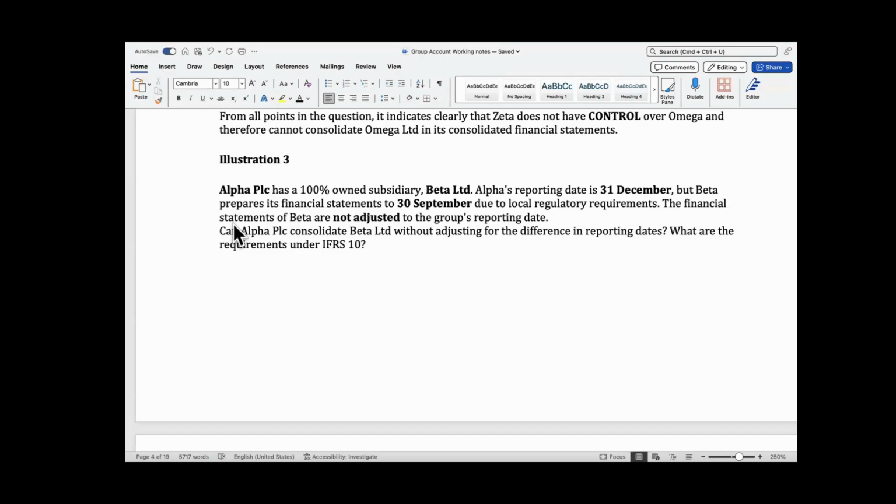Okay, good. So I think I mentioned this. Alpha has a 100% owned subsidiary, Beta. The parent's reporting date is 31st December. The subsidiary is September. But due to regulatory requirements, the financials of Beta are not adjusted to the group reporting date. So can Alpha consolidate without adjusting for the difference in reporting date? So yes, it can consolidate without changing the reporting date of the subsidiary.